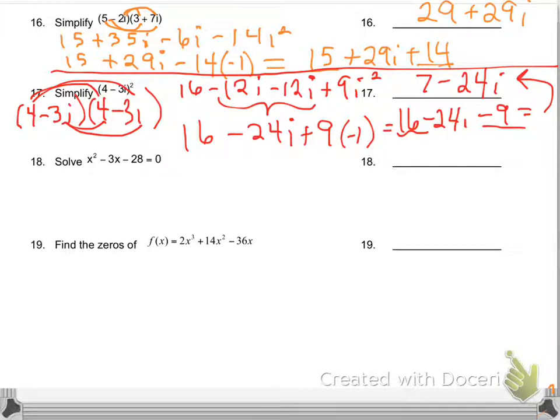18 says solve x squared minus 3x minus 28 equals 0. This is a quadratic equation because my highest exponent is squared. You have several options here. You can either factor and solve, or you can use the quadratic formula. I'll show both methods. Because the a value is simply 1, it makes it a lot easier to factor, so I'm going to go ahead and use factoring first.